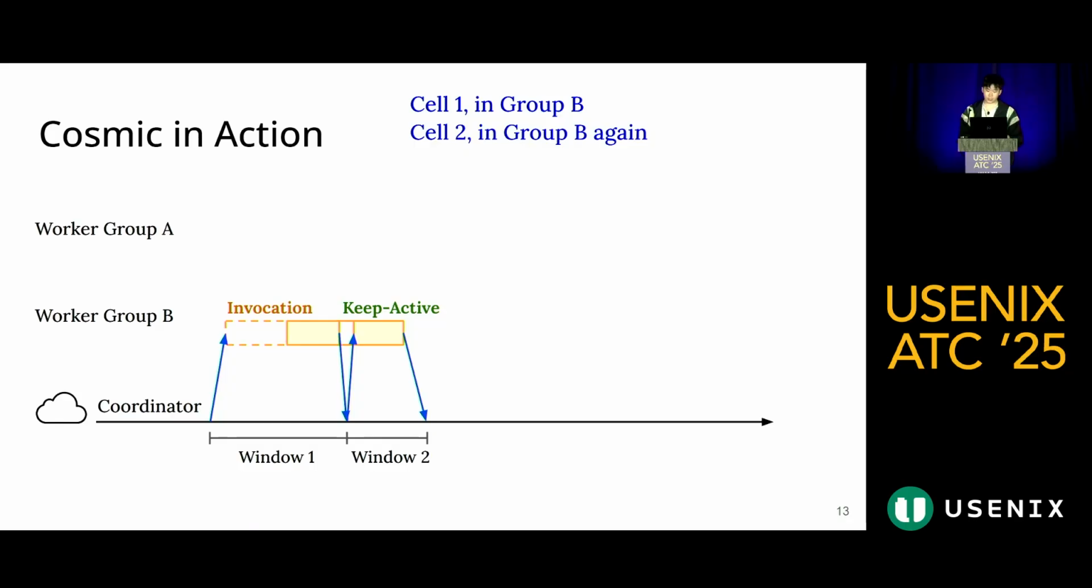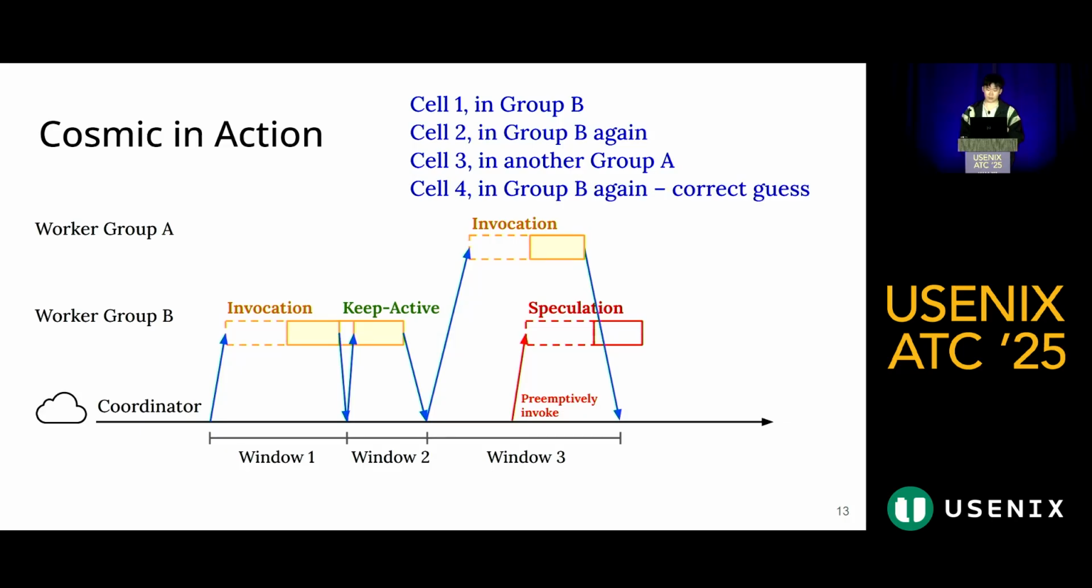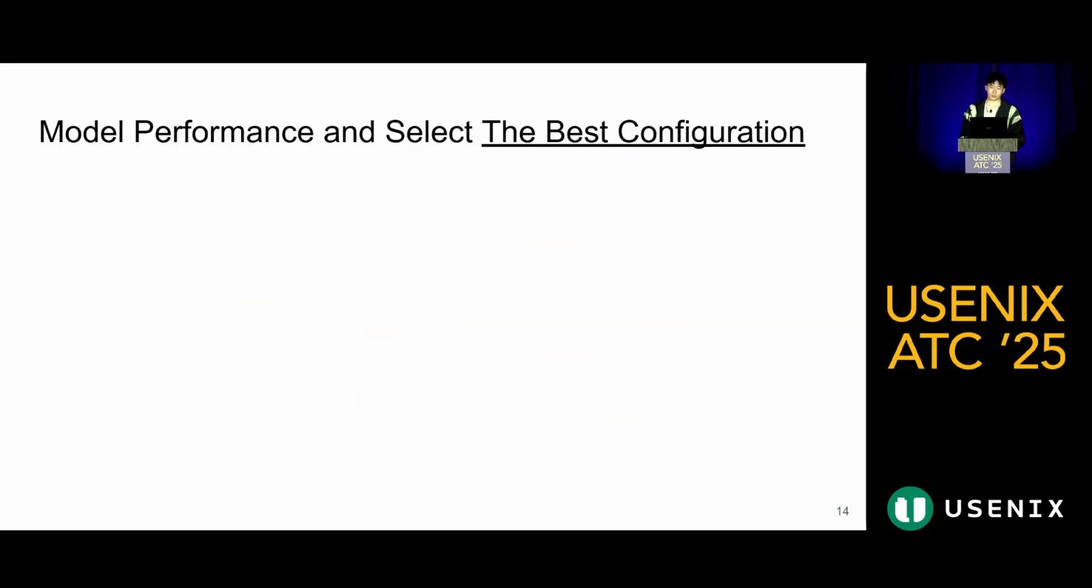Next, cell 3 belongs to another group, A, so we still need to invoke the workers for them to run. But now if somehow we are able to predict that the next cell falls in another group, we could preemptively invoke those workers as part of Cosmic's speculation mechanism. So that when the prediction is correct and that function is needed, the invocation delay is hidden. So using groups and speculation, we have enabled more trade-offs and more configurations.